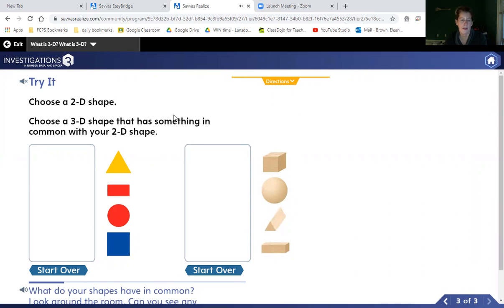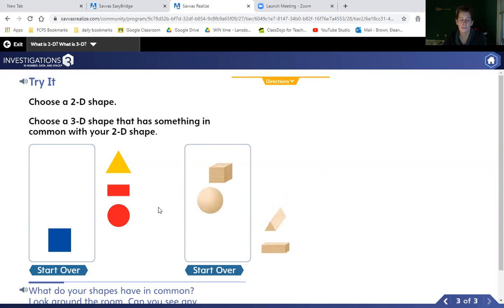This will be fun too. Try it. Choose a 2D shape. Choose a 3D shape that has something in common with your 2D shape. All right, so here's what you do. I'm going to put a cube over here, and I'm going to find that's my 3D. And I'm going to find a shape over here that has something in common with my cube. Now, this 2D shape is considered a face of a 3D shape. So a cube has the face of a square. See, you can see all the square faces of the cube.